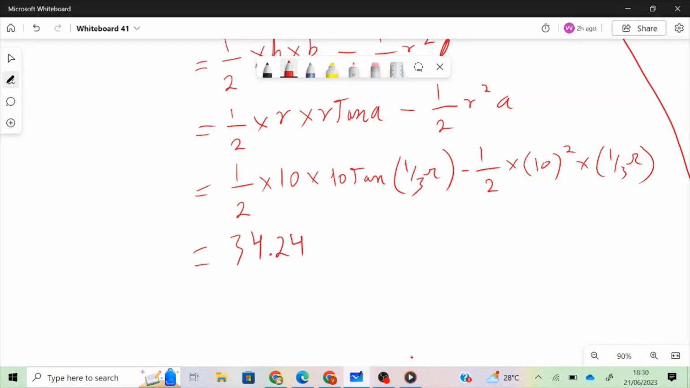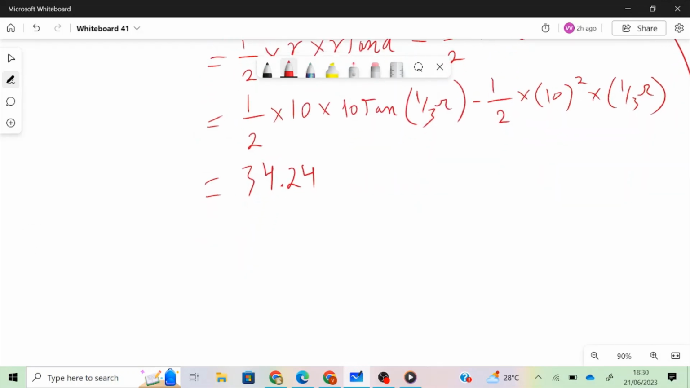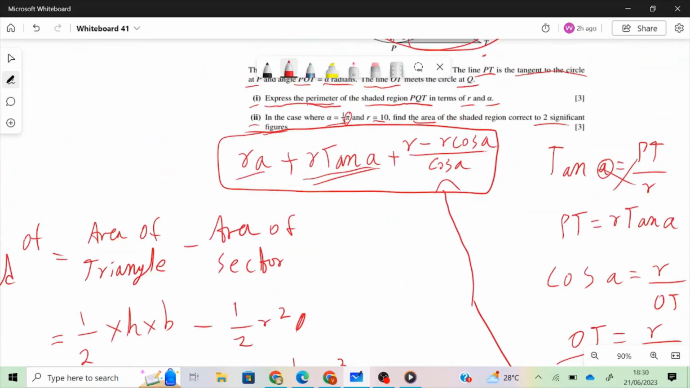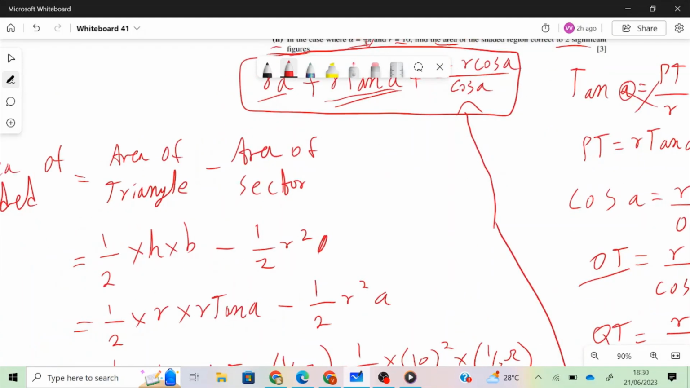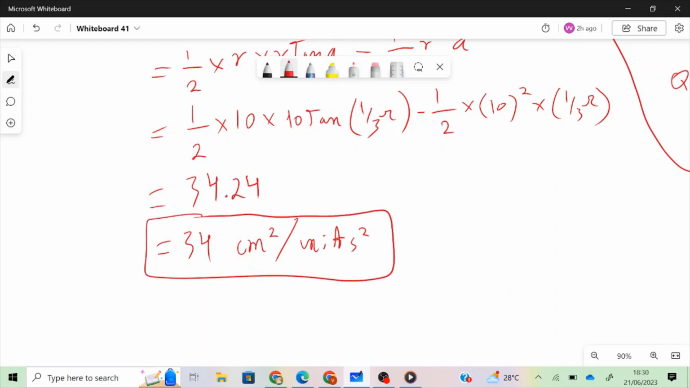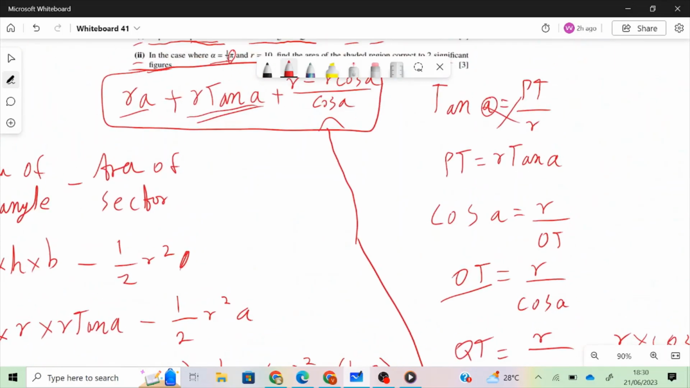34.24, but the question specified two significant figures, so you do 34. And it doesn't hurt to put your units down, and since the radius was in centimeters, we can say that the area was cm squared, or you can leave it as units squared, whichever one. Since it is area, we will need to have something squared, and that is the answer for that question.